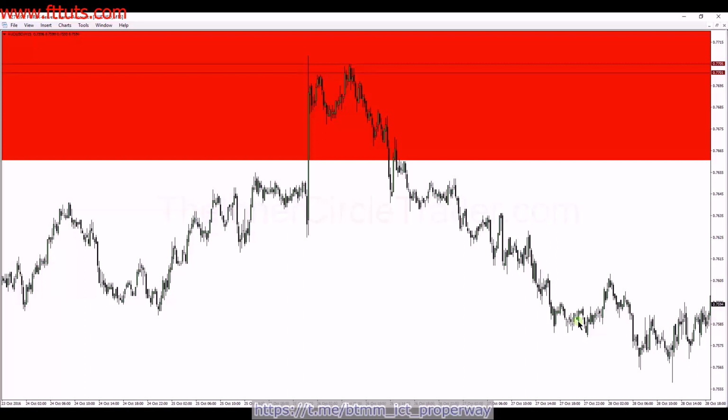So let's take a look at an example of a bear flag that would be a false flag and how that would translate into higher prices.